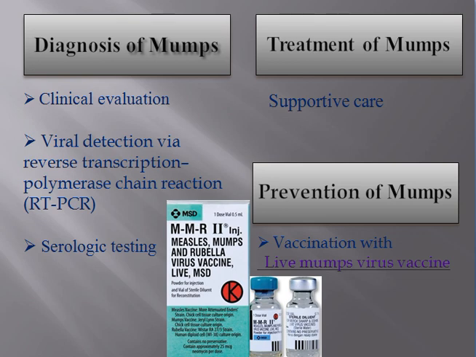Diagnosis of mumps. How can we diagnose? Clinical evaluation, viral detection via reverse transcription polymerase chain reaction or RT-PCR, and serologic testing. Mumps is suspected in patients with evidence of salivary gland inflammation and typical systemic symptoms, particularly if there is parotitis or a known mumps outbreak.